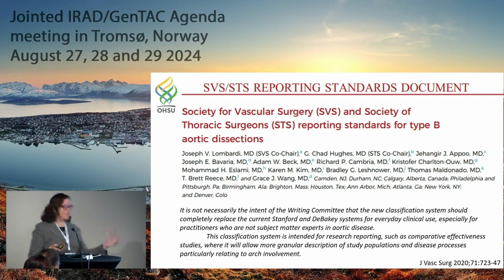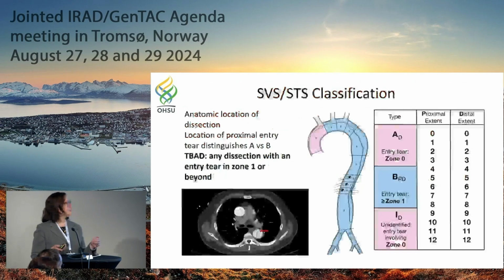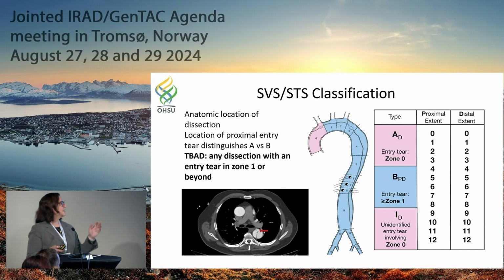So that leads us to the SVS-STS classification. I think this was quite relevant, and it's been out now for a couple of years, and many of you in this room were involved in this discussion. But basically to revisit this classification, it is based on zones of the aorta that are involved, whether it's a zone 0 or not a zone 0, and that's a very simplistic way of saying it, but the bottom line is when you think of type B aortic dissection specifically, we're talking about any dissection with an entry tear that is not in zone 0.